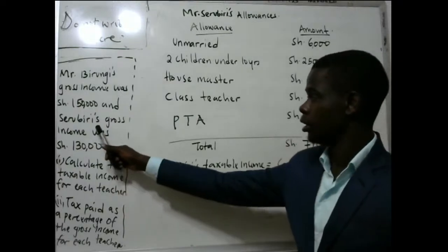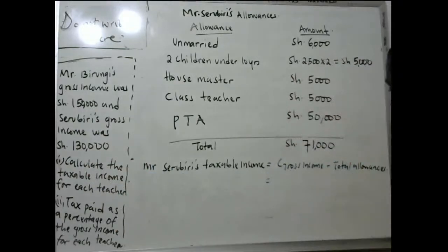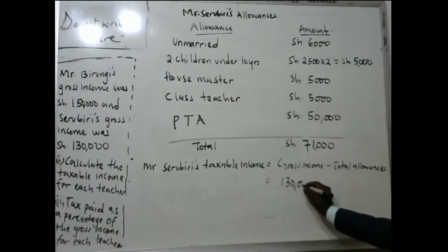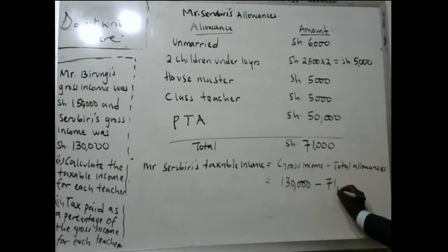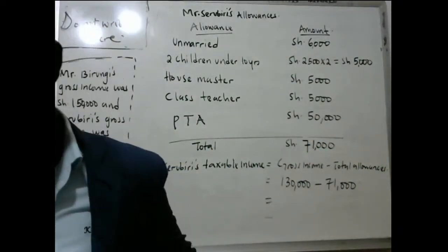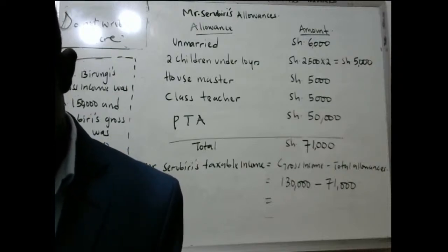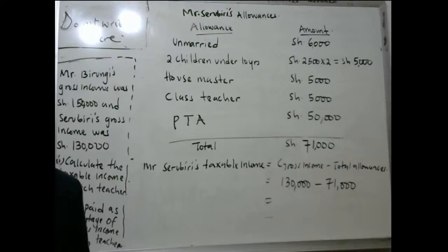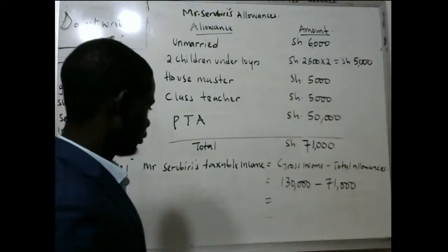Look into the question. Mr. Serubiri's gross income was 130,000 minus 71,000. What do we get? 130 minus 71,000. Bring a calculator there. Try to press this. 59,000.